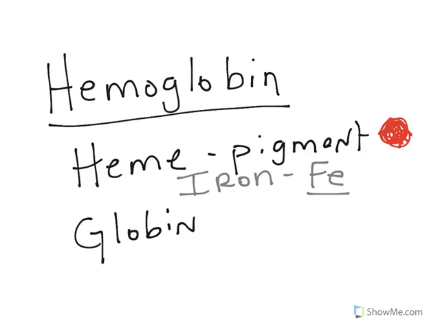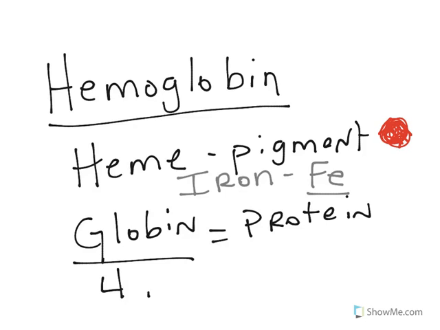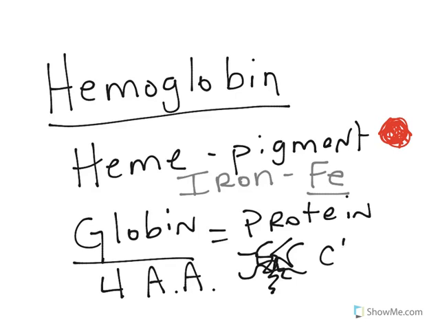The globin portion down here, remember, this is the actual protein portion, and it's made up of 4 amino acid chains that are all kind of squiggled together in a globular shape. You should remember this from chapter 2, which was chemistry. It's a tertiary type of protein.